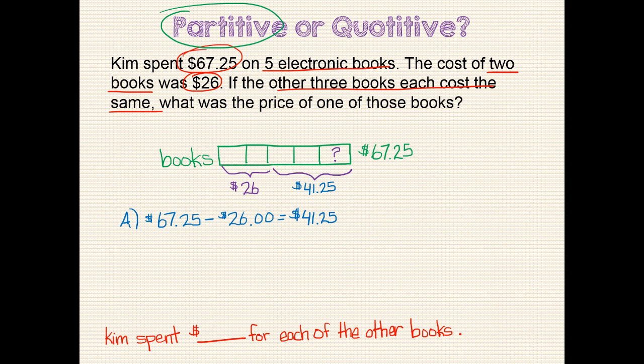If 3 units equals $41.25, then 1 unit will be $41.25 divided by 3, which is $13.75. Kim spent $13.75 for each of the other books.